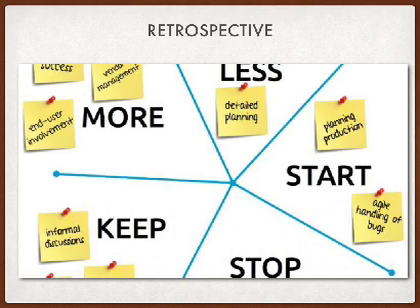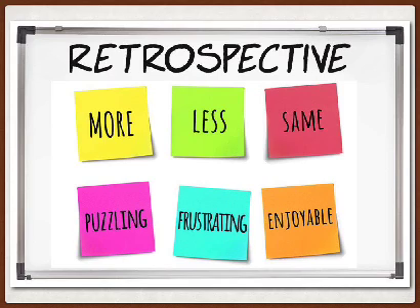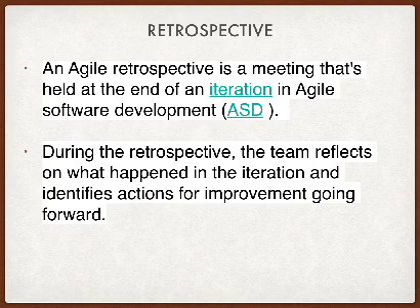Apart from more, less, and all this, you can also categorize them into these types: more, less, same, puzzling, frustrating, and enjoyable. So these categories help you understand whether your activity was puzzling enough, was enjoyable, or was it frustrating? Or can you look into other ways where you can make it more enjoyable? So, this is how we categorize all that we have done so that it can be rectified in the next iteration. An agile retrospective is a meeting that's held at the end of an iteration in agile software development.